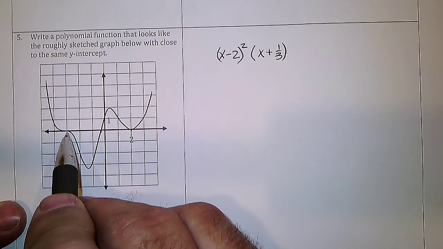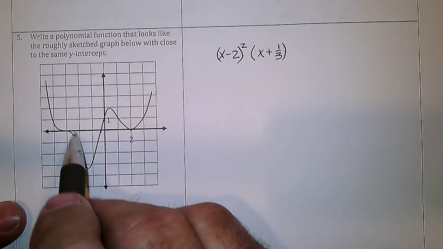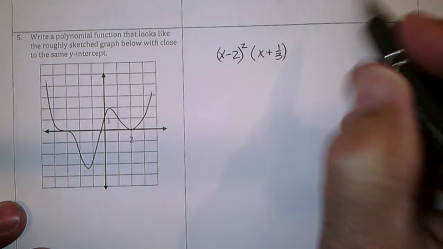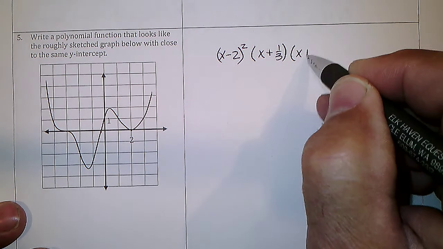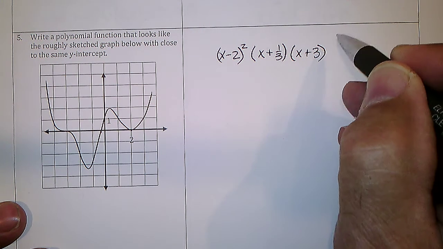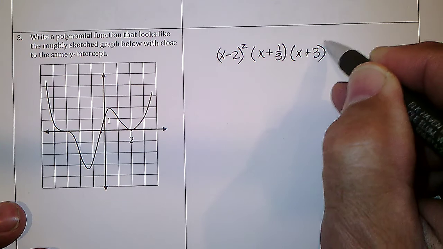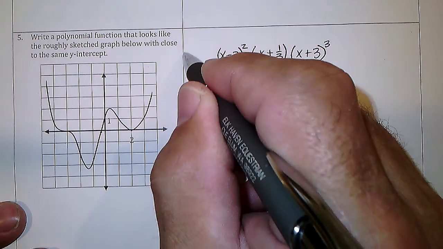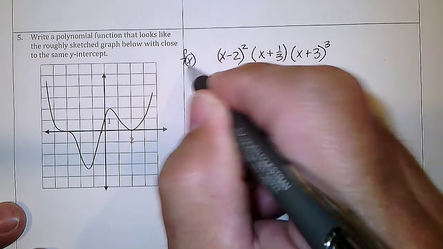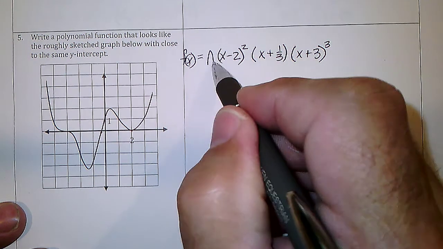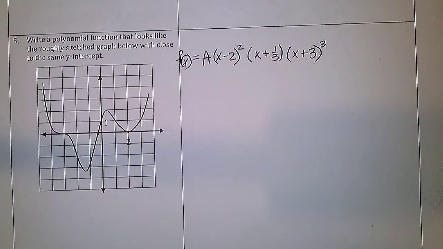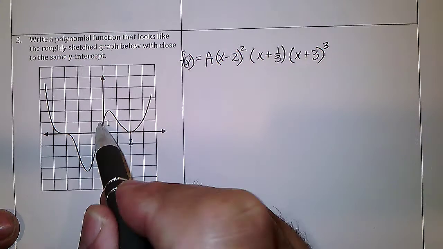And then it looks like it bounces here, or hesitates here at -3. So that means that x plus 3 times. So this would be it, except that we may have to put a constant in here to adjust it so that it hits at about 1.